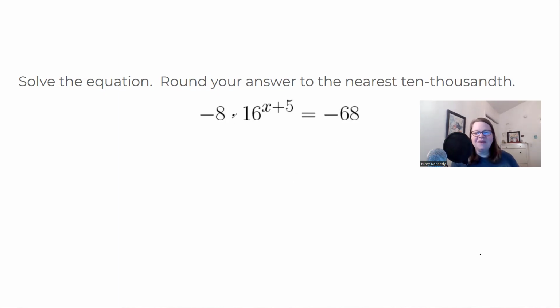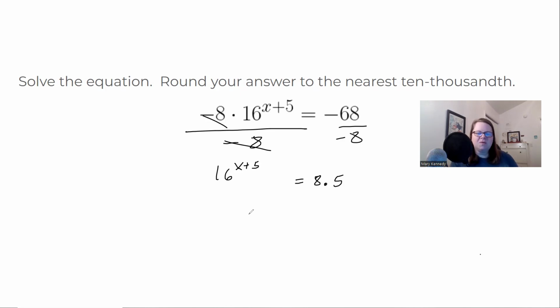So the first thing we're going to do is, because -8 is times this that has the exponent, we're going to divide both sides by -8. And we're left with 16 to the x plus 5. That does not look like it's in the exponent. Let me keep that up there. Equals, and then this is 8.5. So two negatives will be a positive. 68 divided by 8 is 8.5.